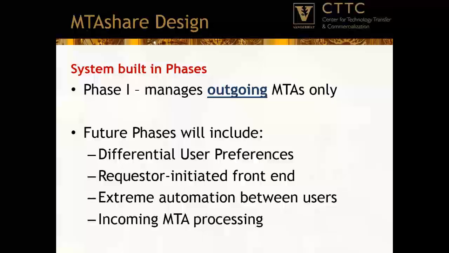We're going to put in a requester-initiated front end so that the provider could start the MTA request, or a requesting entity could start the MTA request in advance. And there'll be different user preferences, different starting documents, starting MTA templates to use. It'll just depend on the individual group to decide what their preferences are. We will have the capability for extreme automation, where in certain cases, like when the UBMTA is being used and there are no unusual circumstances, the system can actually create the MTA, generate it, send it out, get it approved, all without either party even seeing it.